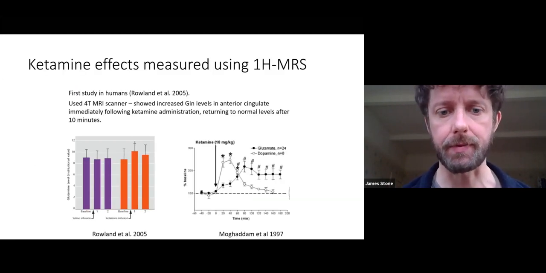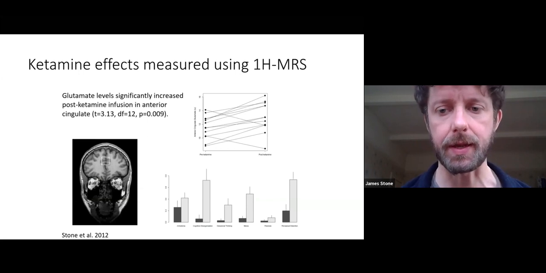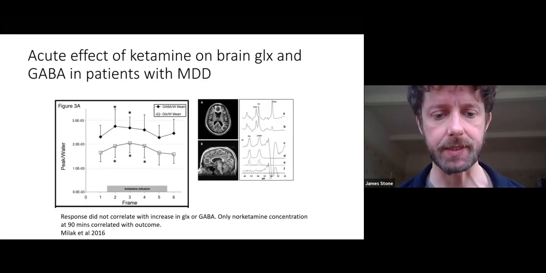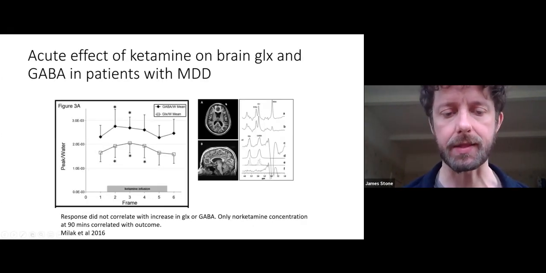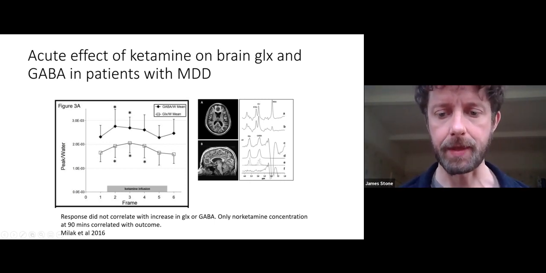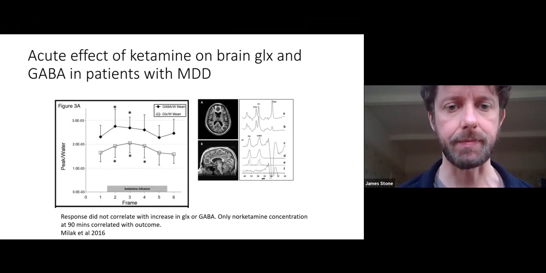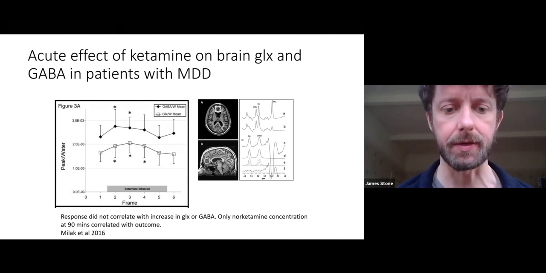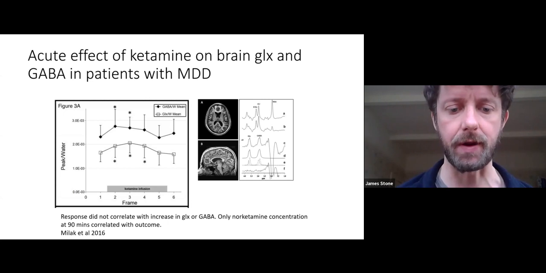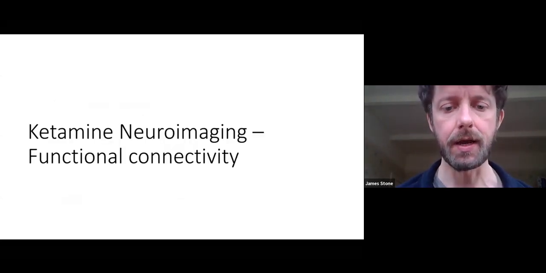Secondly, we've already talked about brain glutamate, and I showed that ketamine causes increases in glutamate. So this could be another way in which ketamine has its antidepressant effects. Again, this has been done by another group. Milak and colleagues showed that ketamine led to increases in GABA and glutamate in anterior cingulate cortex. But interestingly, they didn't find that these increases in glutamate correlated with the antidepressant effects. Only the levels of norketamine at 90 minutes correlated with the outcome. So that shows that ketamine had an effect on brain glutamate, but maybe it wasn't driving the antidepressant effect.